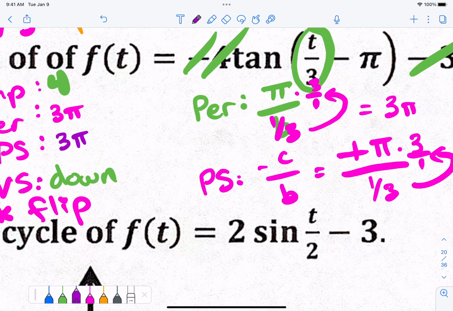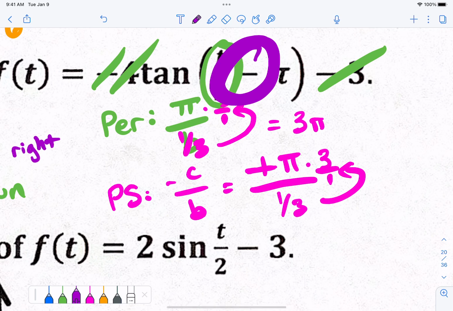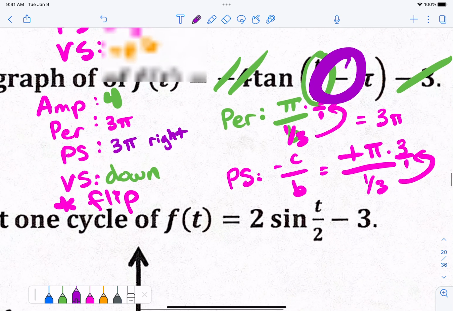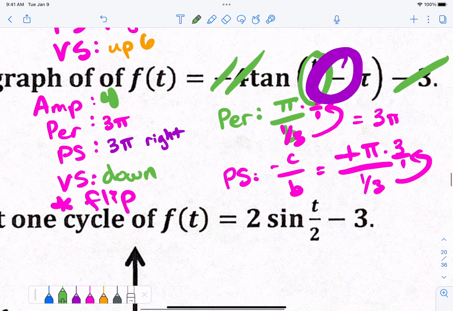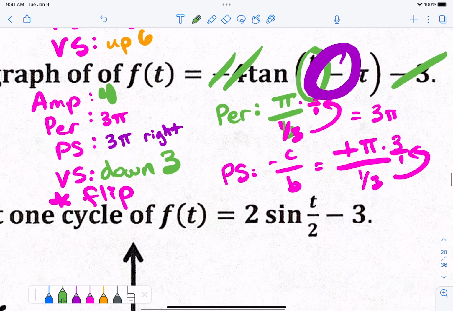How so? To the right, because now it's a positive 3 pi. If it was a negative here, then that means to the right, correct? Okay. Yep. I put down, but I didn't put down 3, so fix that if you didn't put down 3. That's the describe stuff. Okay?